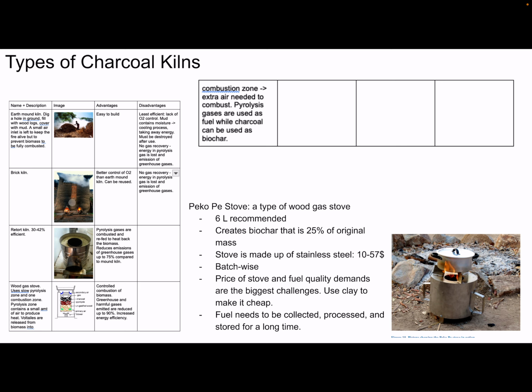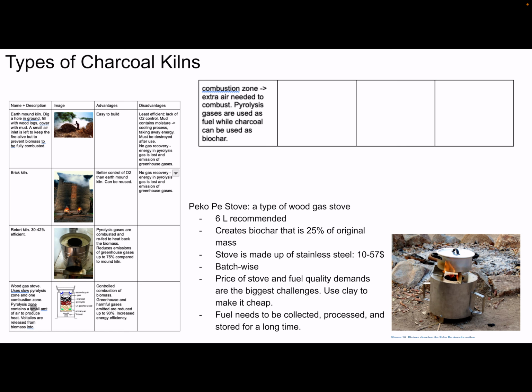Next, you have a brick kiln, which looks kind of like this, and while it can be reused, again, you can't really store the gas, which you want to use as another resource. Also, you don't want the gas to just be emitted because that can contribute to greenhouse gases. Here you have a retort kiln, which reduces emissions by a lot.